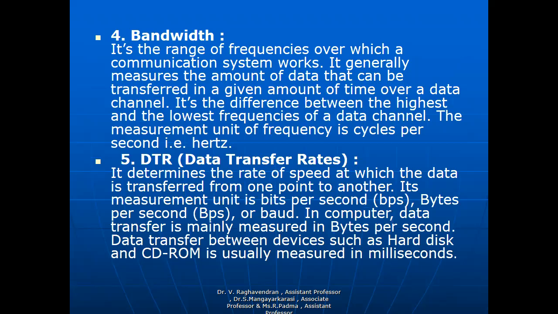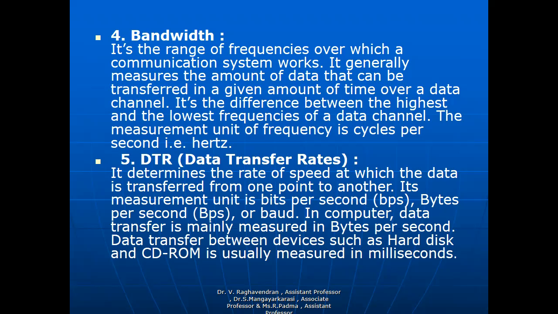The fourth one is bandwidth. Bandwidth is the range of frequencies over which a communication system works. It generally measures the amount of data that can be transferred in a given amount of time over a data channel. It is the difference between the highest and the lowest frequencies of the data channel. The measurement unit of frequency is cycles per second, which is represented as hertz.